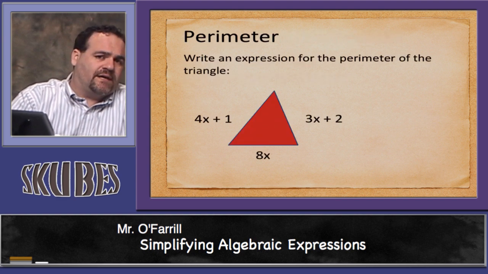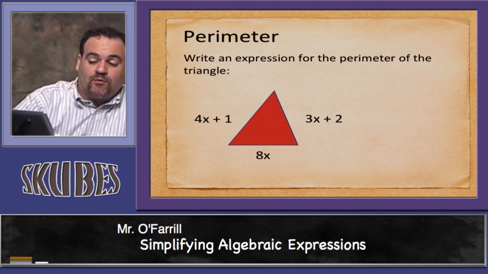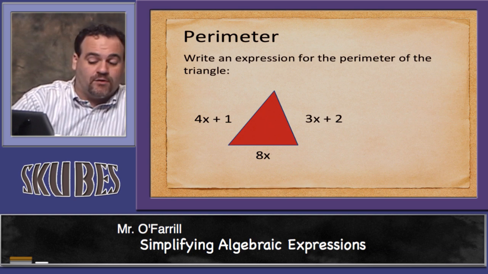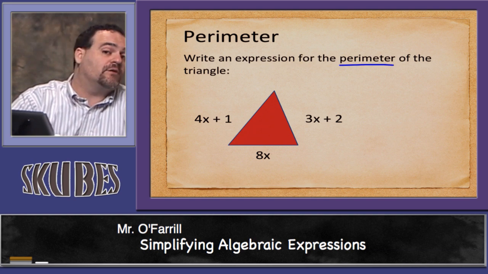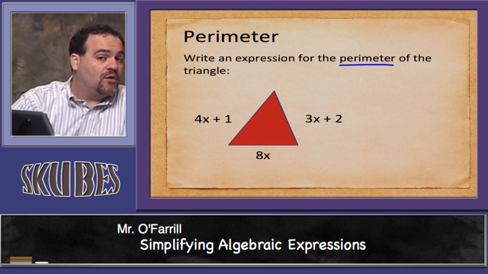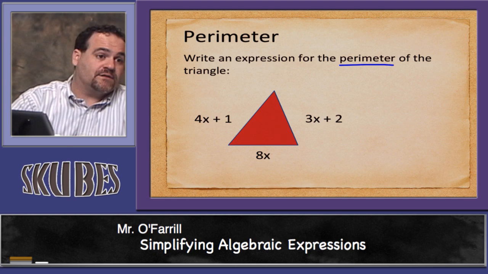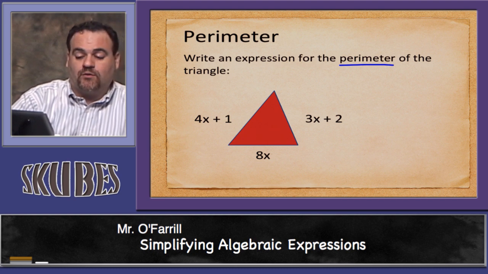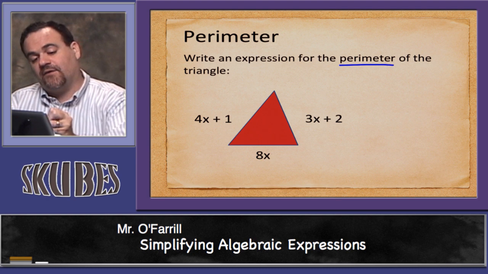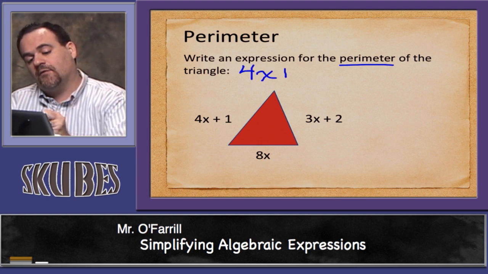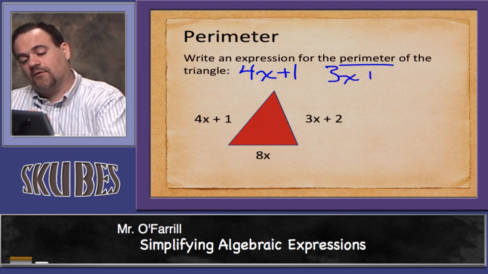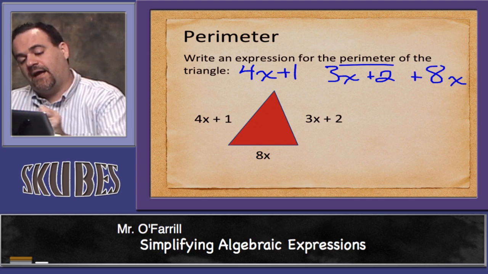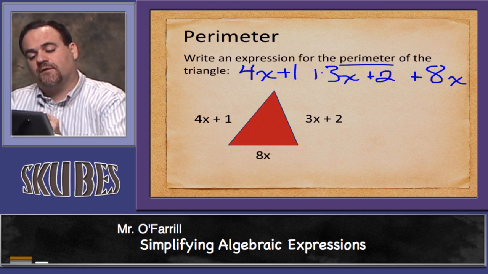So let's put this into a little bit of context. Here we have a triangle, and we're being asked to write an expression for the perimeter of the triangle. Before we can get going on that, we need to remember what a perimeter is. Remember, perimeter is the sum or addition of all of the sides of your geometric figure. So in order to do this one, we're going to need to add together 4x plus 1, 3x plus 2, and 8x. And we're going to add all of those together.